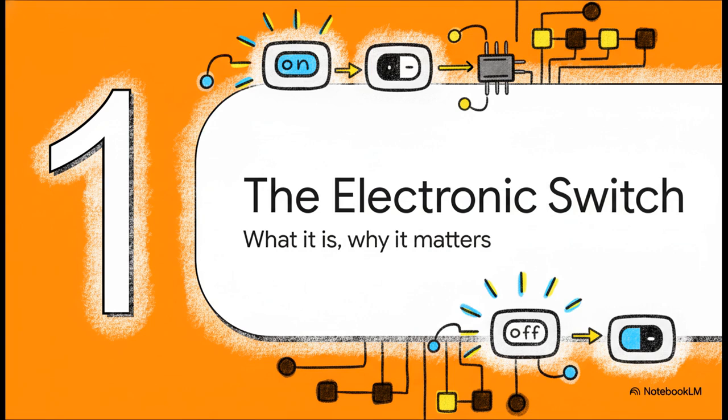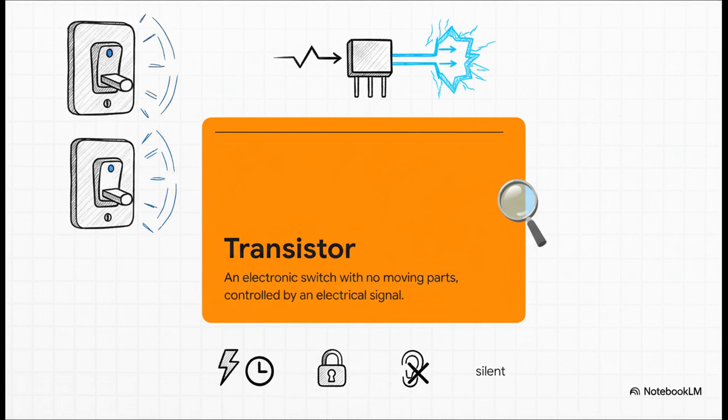At its very core, what is a transistor? Well, at its heart, it's a really, really elegant solution to an old problem. How do you build a better switch? Okay, think about a regular light switch on your wall. A transistor does the exact same job. It turns a current on and off. But, and this is the game changer, it does it with absolutely no moving parts. It's what we call a solid-state device.